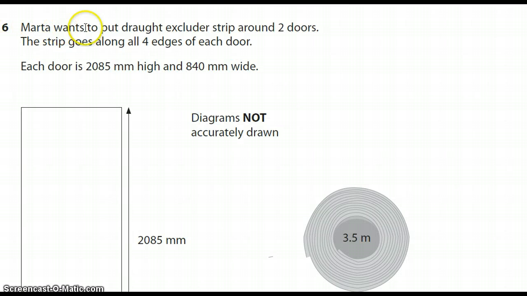Number 6. Marta wants to put draft excluder strip around that many doors. The strip goes along all that many edges of each door. Each door is that many high and that wide. Diagrams not accurately drawn. That many mm, 3.5 m.